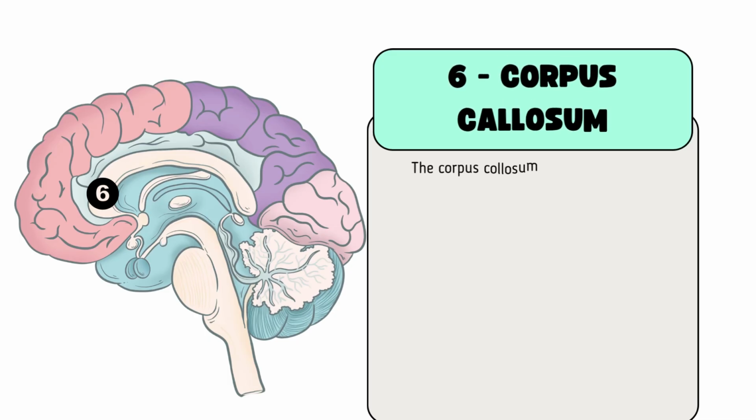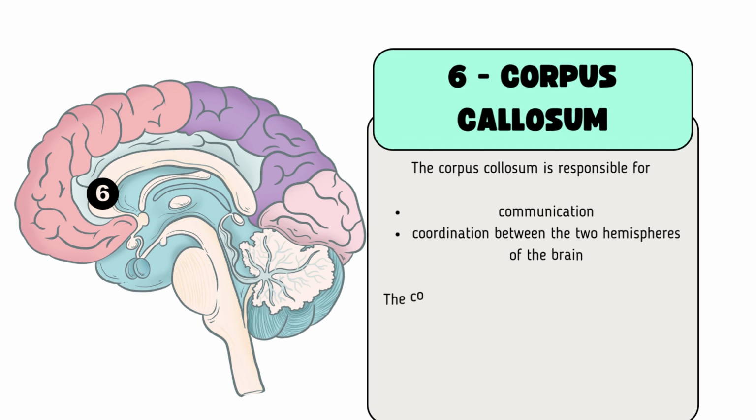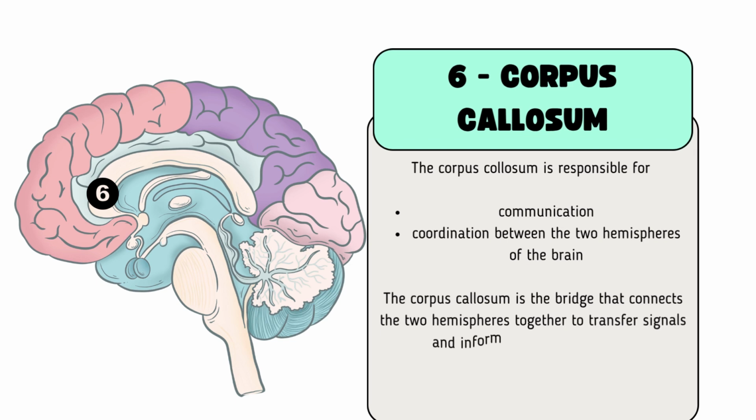Next, we have our corpus callosum, and the corpus callosum is responsible for communication and coordination between the two hemispheres of the brain. The corpus callosum is like the bridge in between the two hemispheres of the brain, and without your corpus callosum, then your two sides of the brain would not really be able to coordinate and communicate to each other.